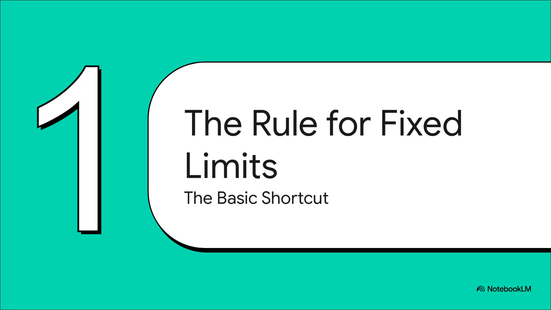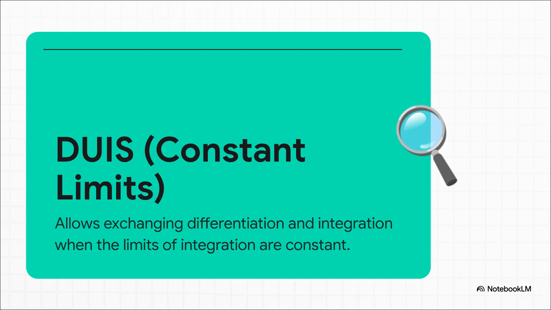First up, we're going to start with the most basic version of this rule. This is the one you use when the boundaries of your problem, what we call the limits of integration, are just fixed numbers. So, what's the big idea here? Well, imagine you have to take the derivative of an integral that has fixed limits, from a to b. Normally, you'd have to solve the integral first, then take the derivative of the result. But this technique lets us do something amazing. You can just push that derivative inside the integral sign and differentiate the function in there first. It sounds simple, but this swap can turn an absolutely horrible calculation into something much cleaner.